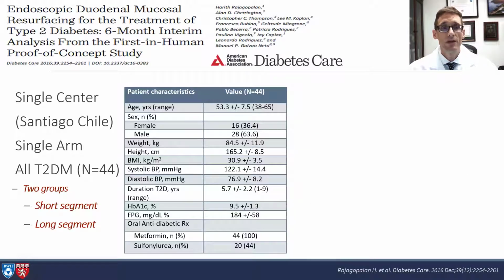A first-in-human study was then performed in Santiago, Chile. That was a single-arm study. All patients had type 2 diabetes. BMIs weren't terribly high at 30.9, but they did have poorly controlled diabetes with an average HbA1c of 9.5.